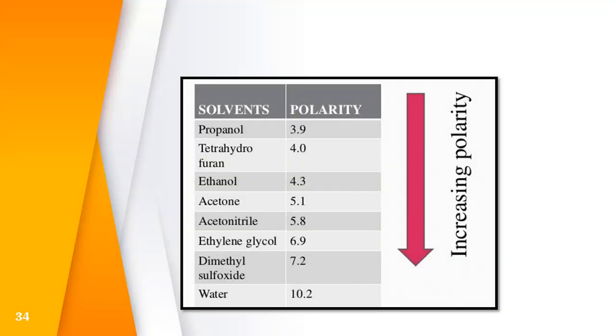This chart is shown of increasing polarity, and the polarity of some solvents are shown. Propanol, polarity 3.9. Tetrahydrofuran, polarity 4. Ethanol, polarity 4.3. Acetone 5.1. Acetonitrile has polarity 5.8. Ethylene glycol 6.9. Dimethyl sulfoxide 7.2 and water has polarity 10.2. So as you can see, water has the highest polarity, that is 10.2, and among these propanol has the lowest, that is 3.9.